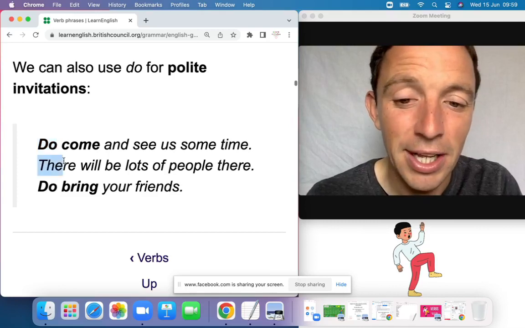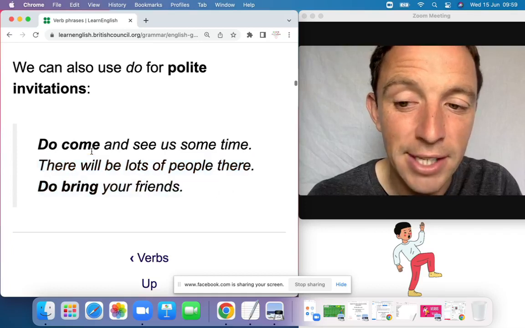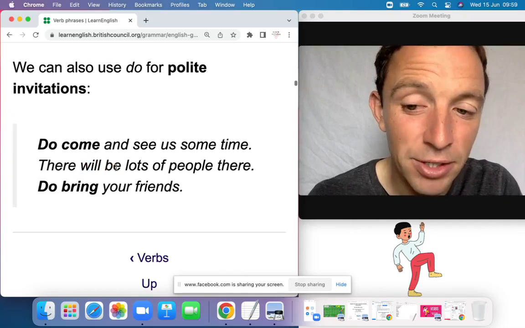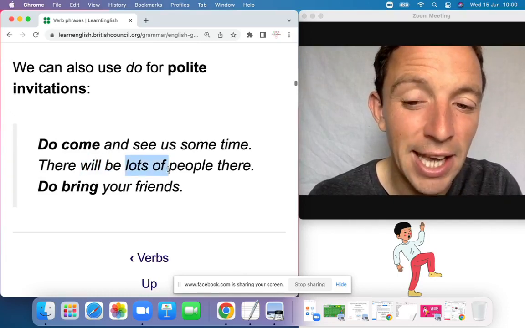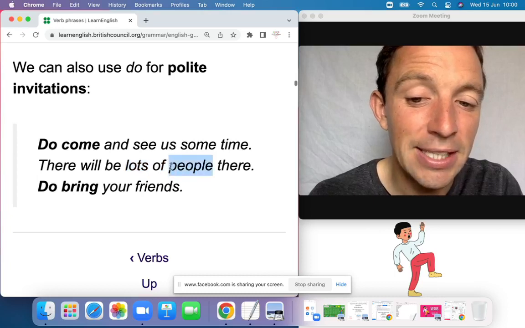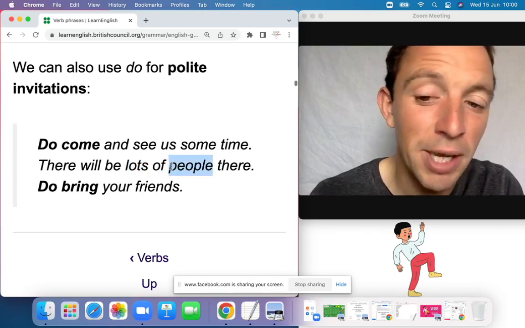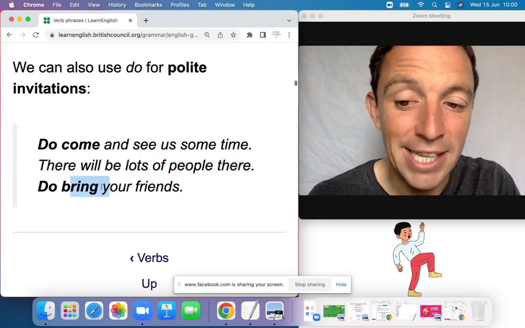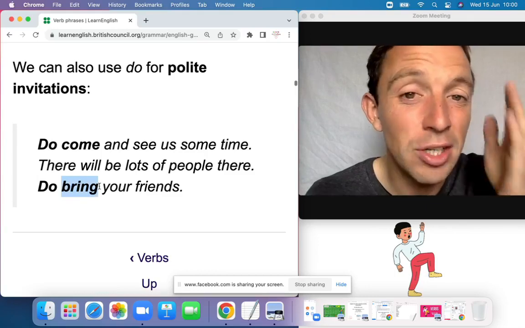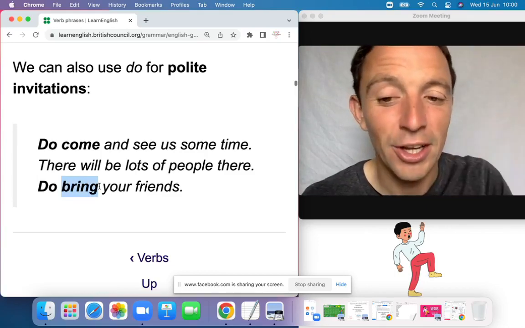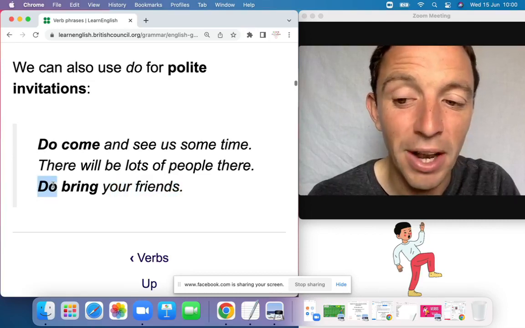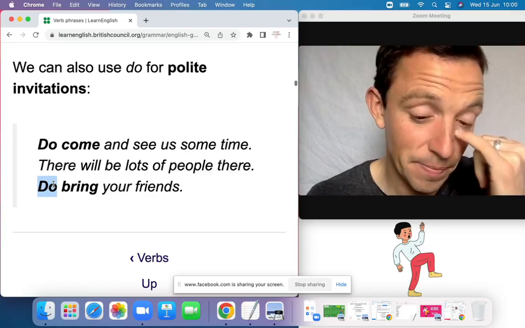The next example. There will be lots of people there. Do bring your friends. So subject there. Will be is the future simple or the modal plus the infinitive. Lots of is a quantifier. People is one person in plural, two people. So there will be lots of people there in that place. Bring your friends. Again, there's no subject because it's an instruction, an order, imperative. Bring. Your is the possessive adjective. Friends is the noun in the plural. But it's a polite invitation, so do bring your friends. Okay.